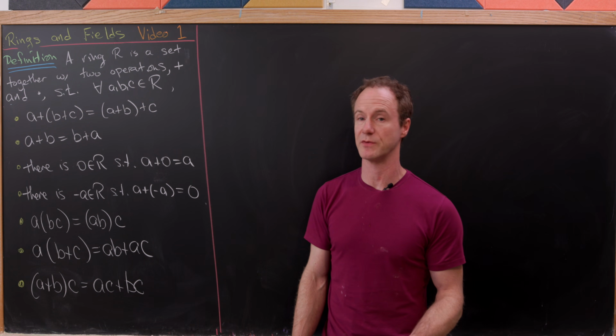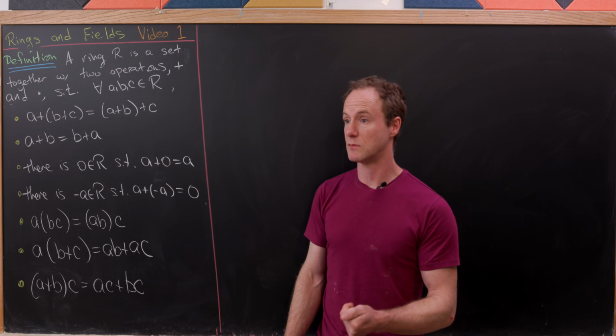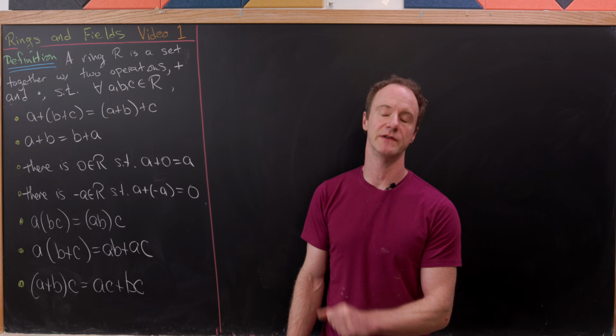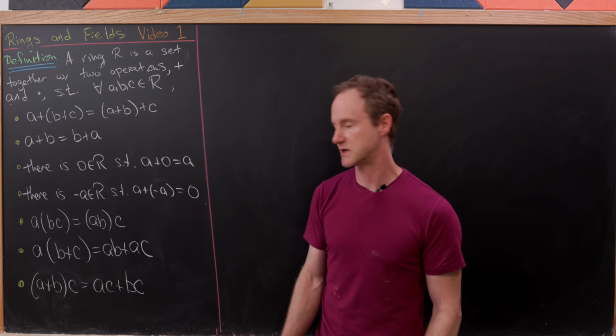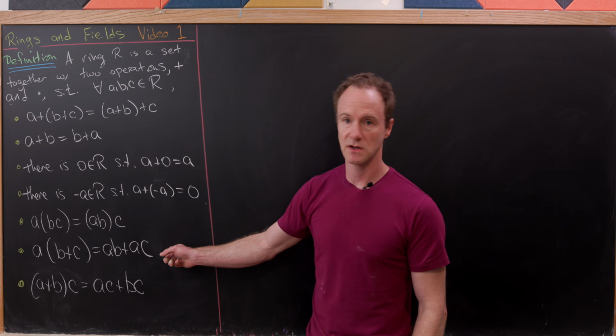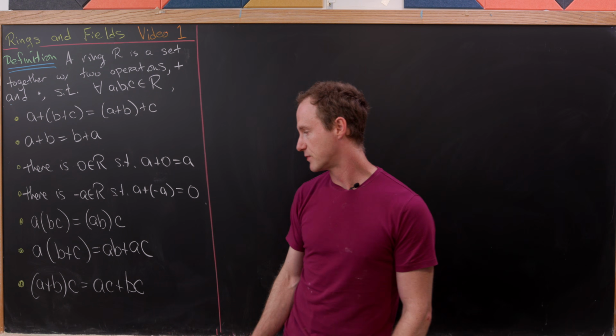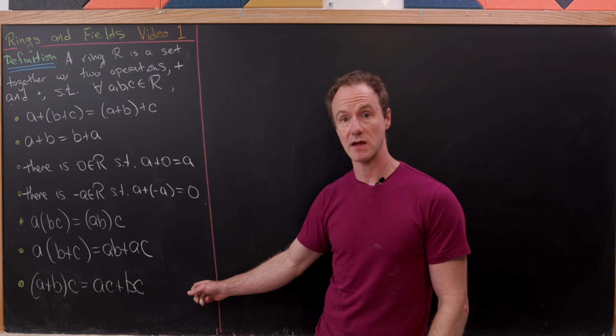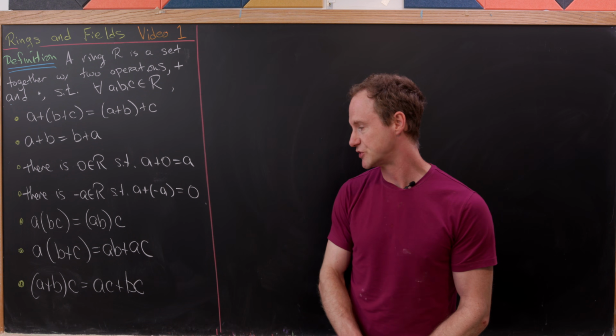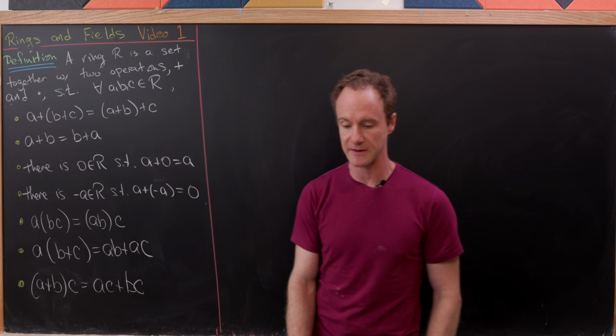We need two distributive rules because multiplication may not be commutative. So we've got a left hand and a right hand distributive rule. So A times (B plus C) is equal to AB plus AC, and then (A plus B) times C is equal to AC plus BC.